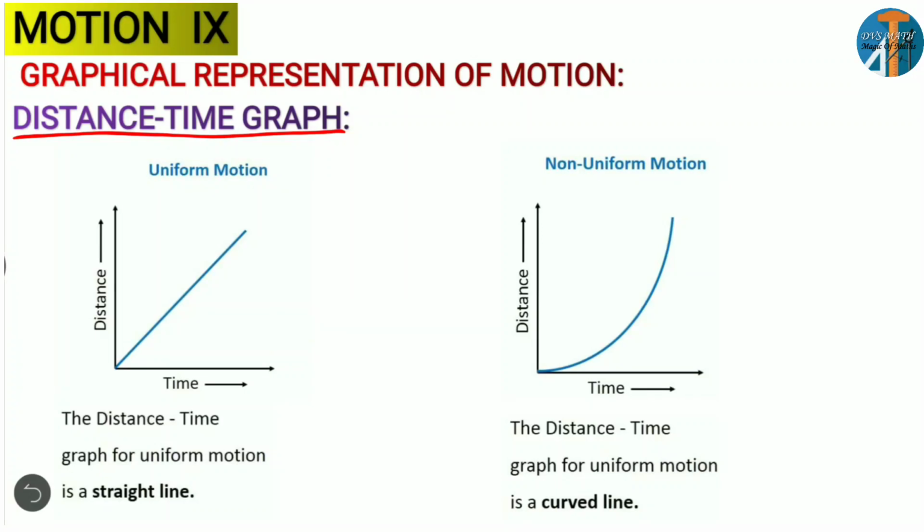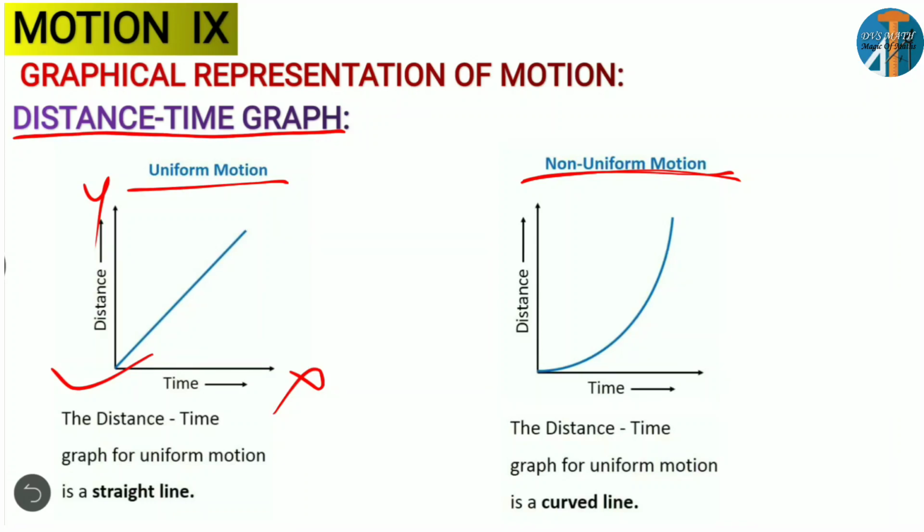As we discussed in the previous session about uniform and non-uniform motion, what do we mean by them? If an object covers equal distance in equal intervals of time, we call it uniform. If an object covers unequal distance in equal intervals of time, it is non-uniform. So observe the graph. Here time is on the x-axis and distance is on the y-axis.